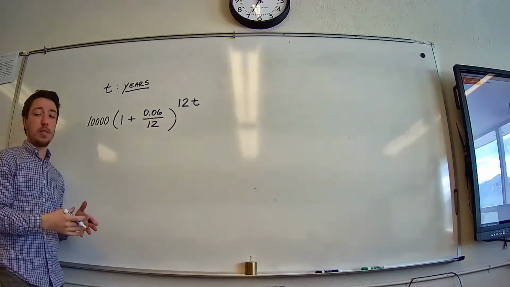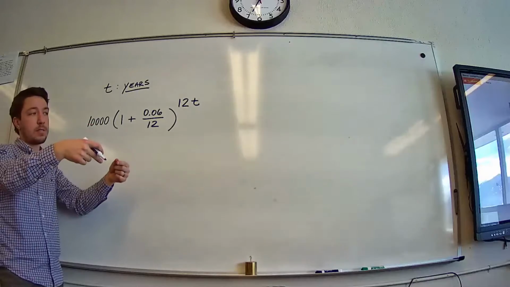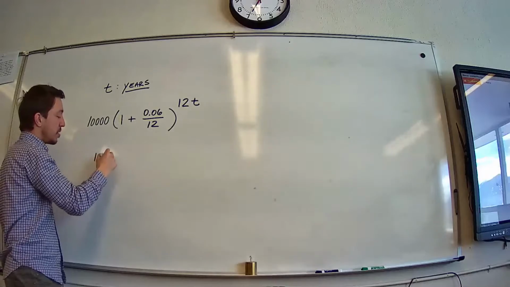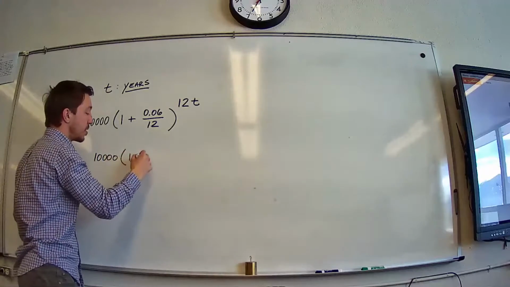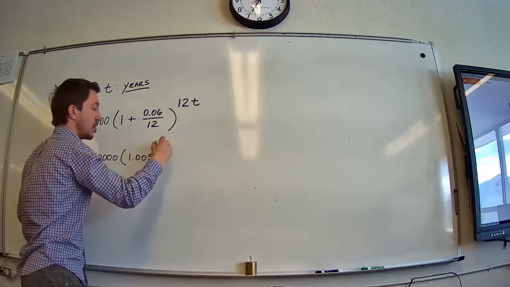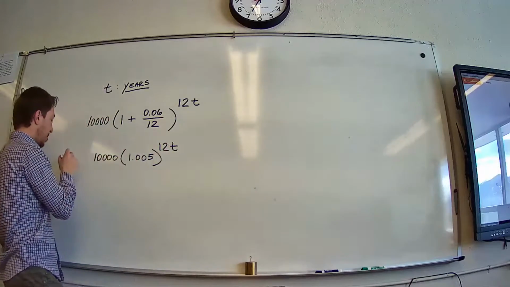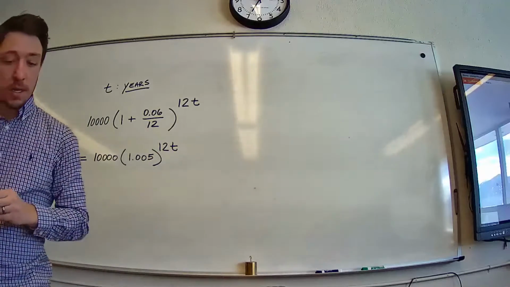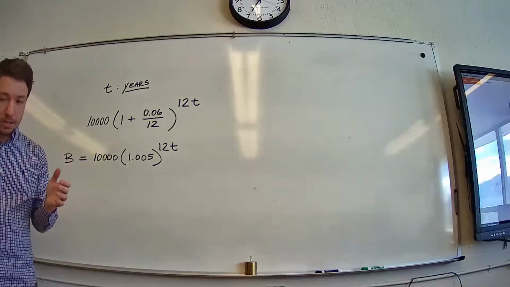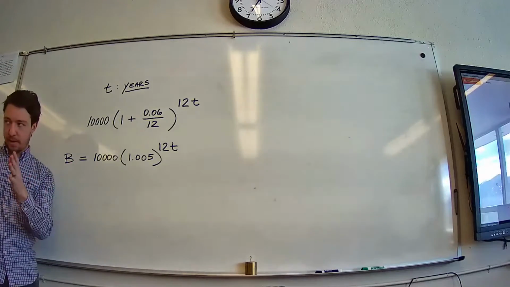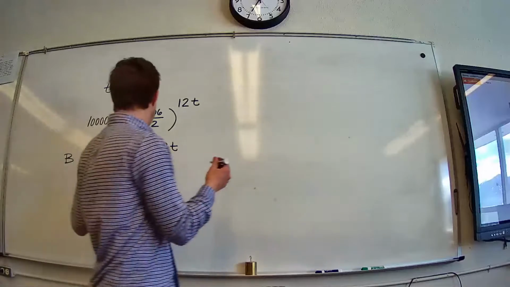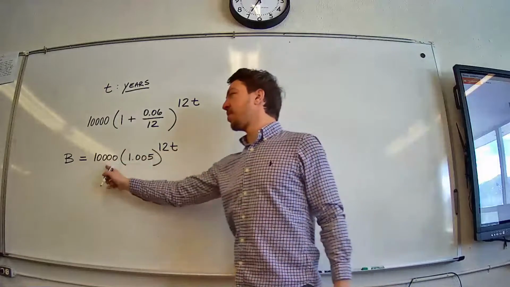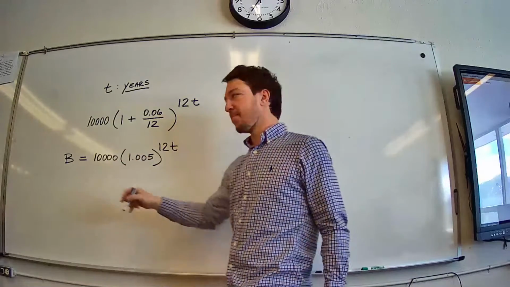So t being the number of years, 12t is the number of compounds that occurred. So the way this reads is 10,000 times 1.005 to the 12t power. And so there's my account balance as a function of t. Do we feel okay about that? Are there any questions? By the way, looking at this, you can figure out the formula. Is there another word for this number? It starts with a P.